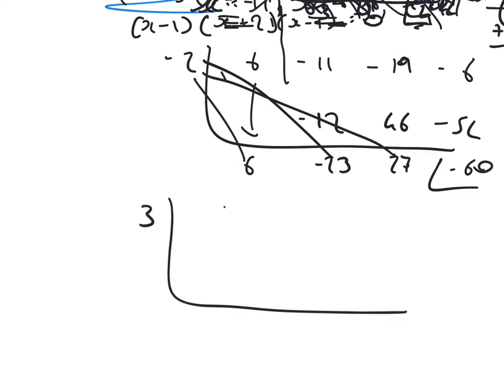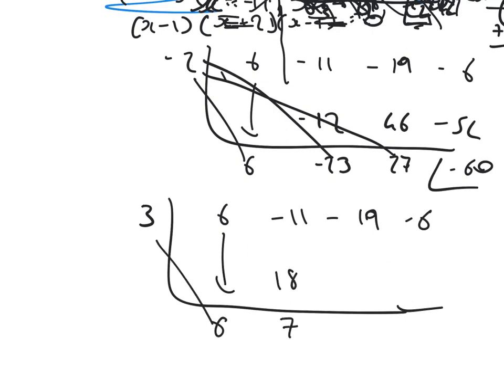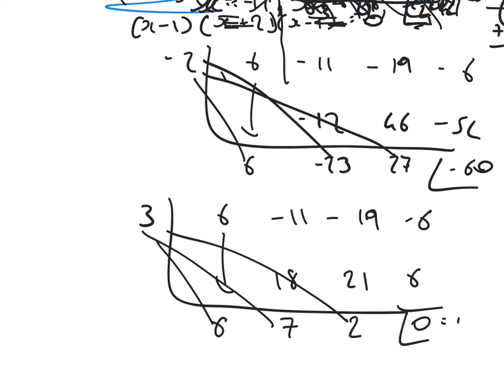So again, my coefficients are 6 minus 11 minus 19 minus 6. Drop the 6 down. 6 times 3 is 18. 18 minus 11 is 7. 7 times 3 is 21. 21 minus 19 is 2. 2 times 3 is 6. 6 minus 6 is 0. So we got there, r equals 0. Therefore, x minus 3 is a factor.